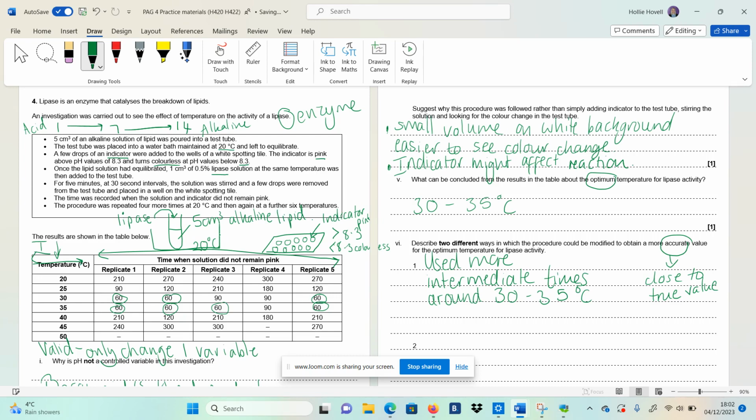Yeah, so once we know approximately, sorry, I said times. So we could do more intermediate temperatures around those, and then we could use more intermediate times as well.